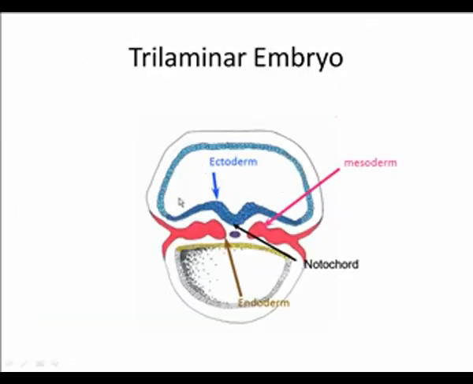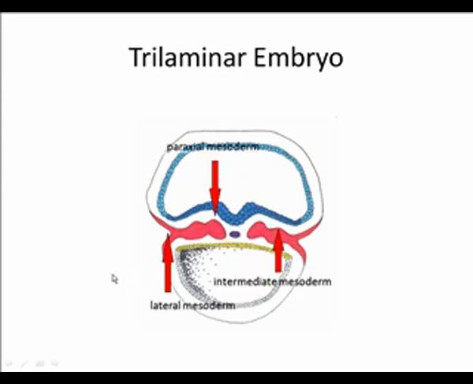Here is that trilaminar embryo. To review, we have an amniotic cavity, we have a yolk sac, and the embryo sits within a chorionic cavity. It is a trilaminar disc at this point with ectoderm in blue, mesoderm in red, the notochord sitting in the midline in purple, and the endoderm in yellow. The mesoderm itself can be subdivided into paraaxial mesoderm, intermediate mesoderm, and lateral plate mesoderm.